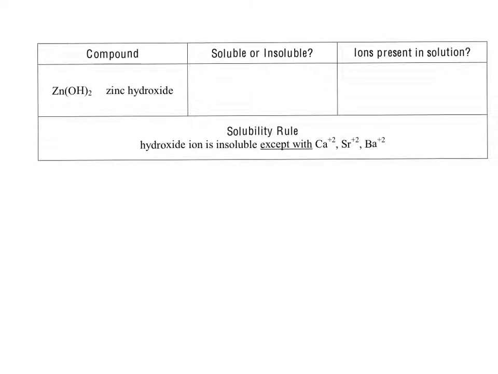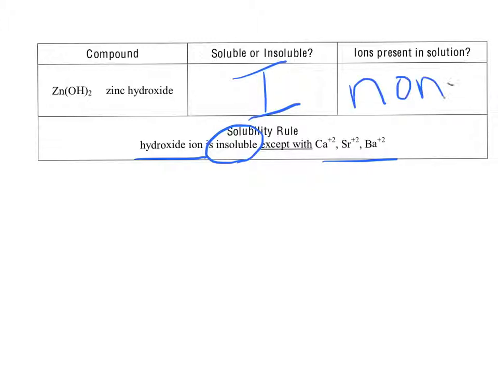The compound zinc hydroxide, you don't have a rule on page 15 for zinc, but you do have one for the hydroxide ion. So it's generally insoluble except with these three ions and the positive ions that are always soluble, like ammonium and the alkali metals. So in this case, we're going to decide that this compound is insoluble, and what ions are present in solution? You would say none. The zinc and the hydroxide stay together in that ionic crystal that's solid, and water does not dissolve it.